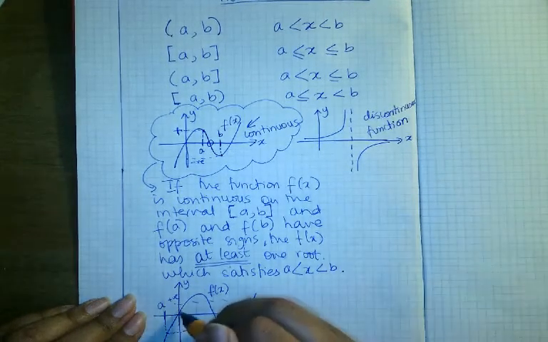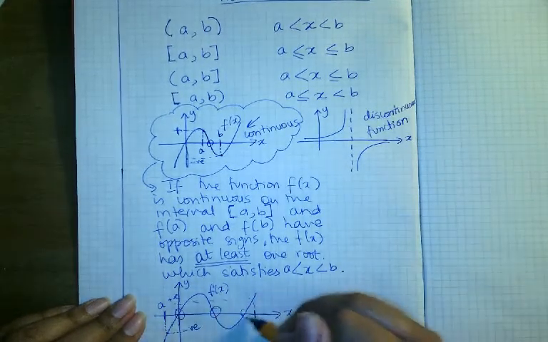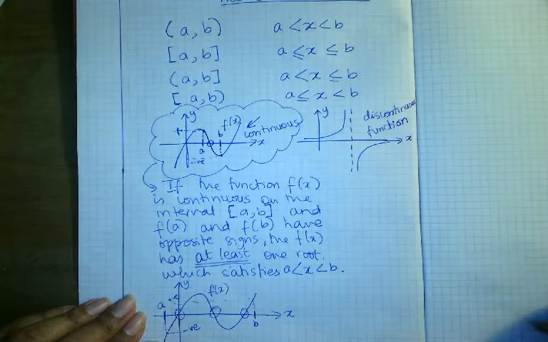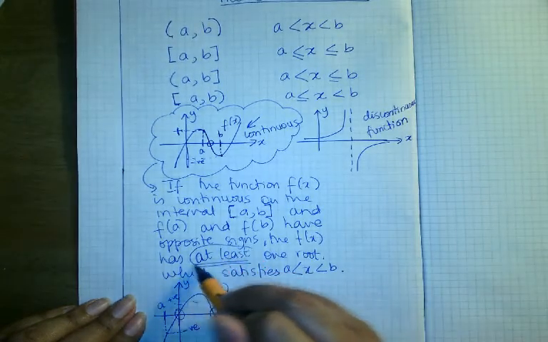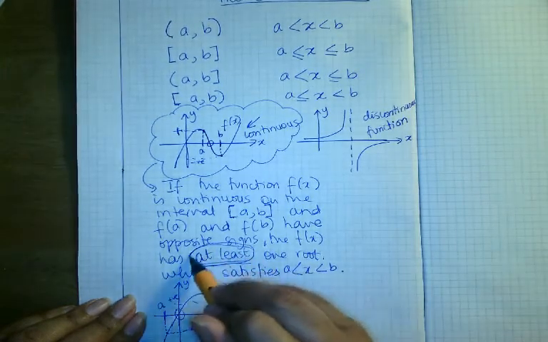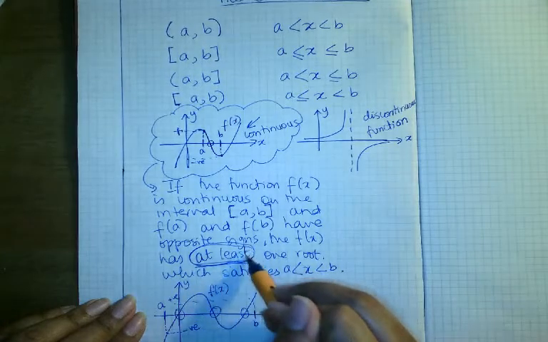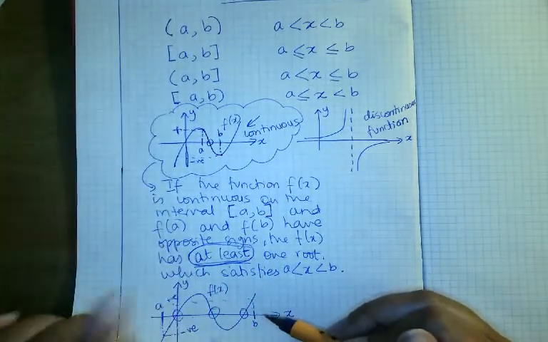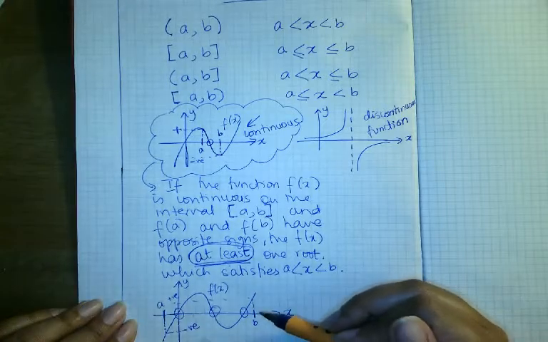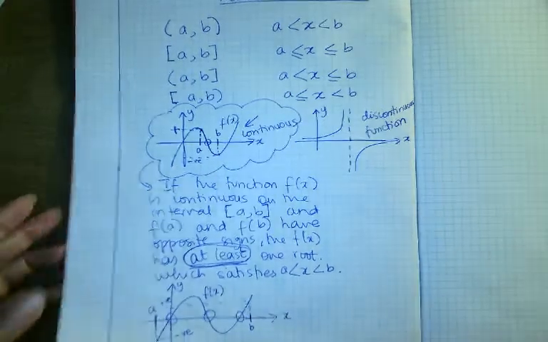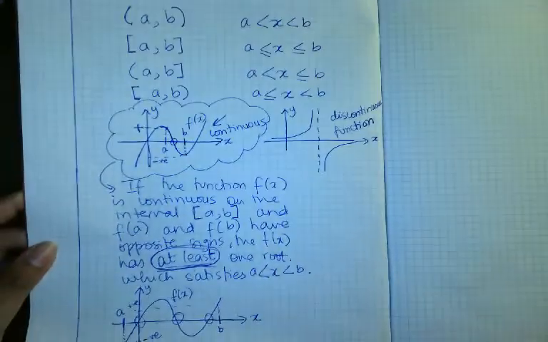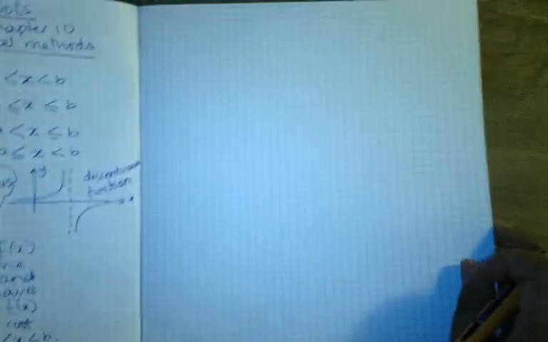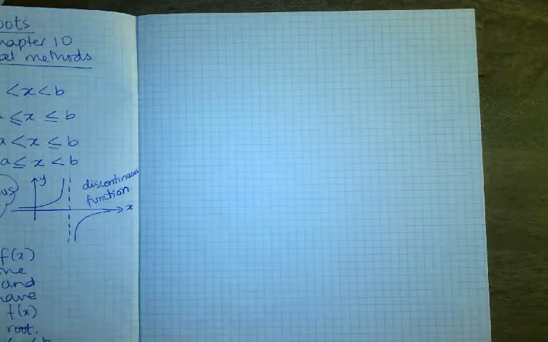As you can see, there are 1, 2, 3 different roots, which is why we talk about at least, which is why I use the words at least. Even though there is a sign change, it's not just one root, there are 3 roots, as you can see. Right, now let's have a look at some examples which are extremely straightforward. Okay, so let's have a look at example 1.